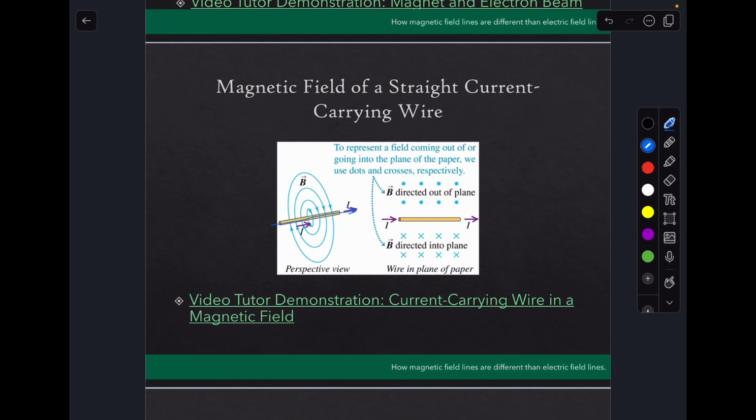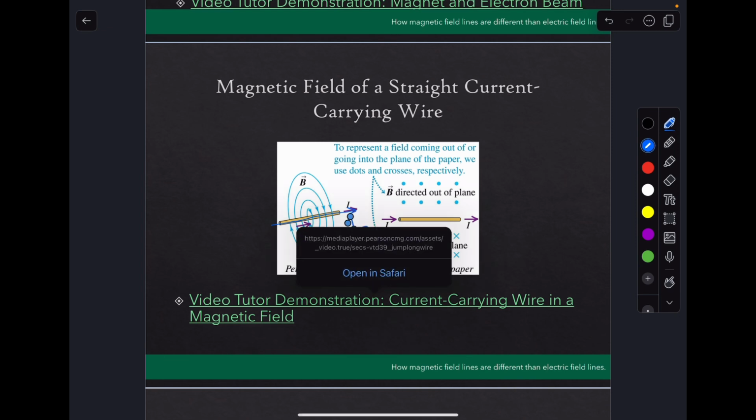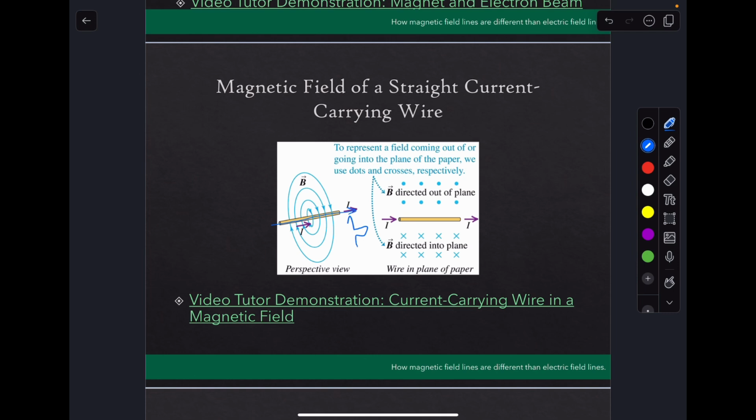And so what you do is you point your thumb in the direction of the current, and then you curl your fingers. Let's see if I can draw curled fingers. Curled fingers. Your fingers will curl in the direction of the magnetic field, using your right hand, of course. Okay, so that's one view, the perspective view of this current-carrying wire.